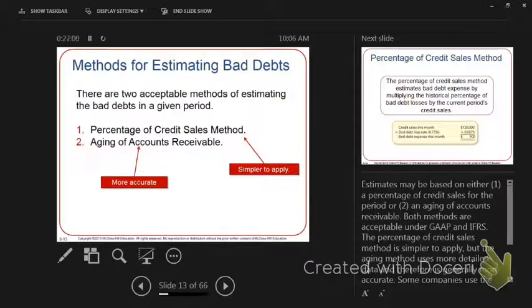So percentage of sales is just what it sounds like. You're going to come up with a percentage and multiply it by net sales. Now sometimes it doesn't say net sales, sometimes it doesn't say credit sales. So if it says credit, you multiply by the amount of the sales on credit. If it doesn't say specifically credit, you multiply by sales. All right? So it's going to say something like 1/4% of sales. And you do that multiplication. That's how easy that is.